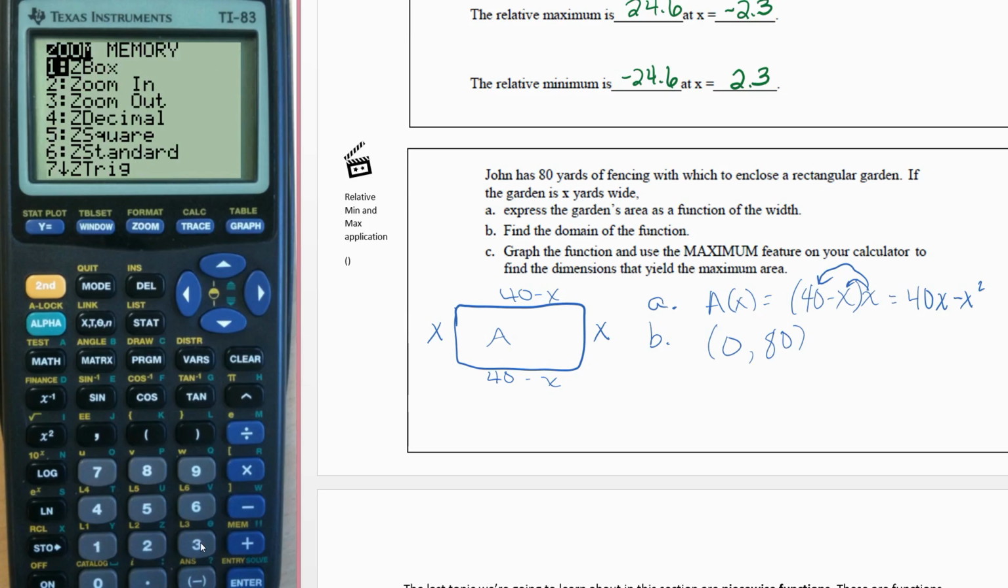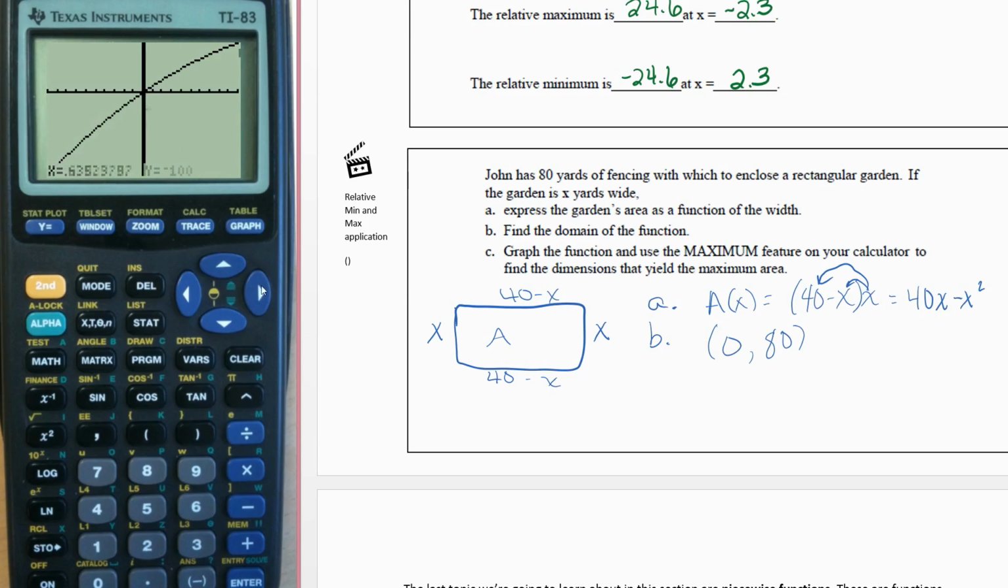So let's try zooming out. Sometimes with these graphs, there's not much to do other than just really try the zoom features. Now we can see the top of the hill, the relative max.